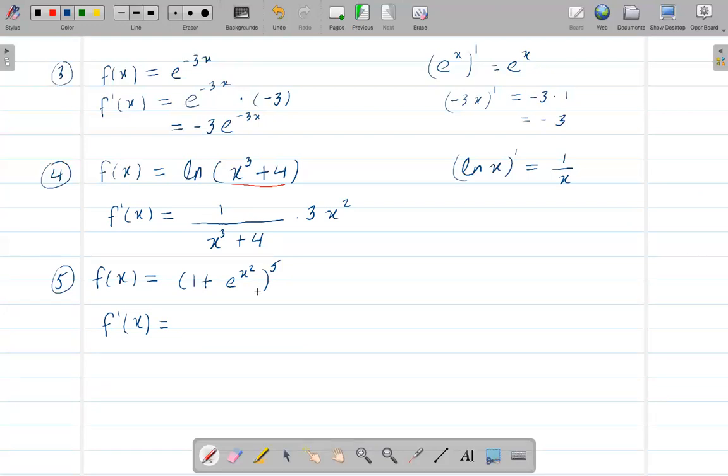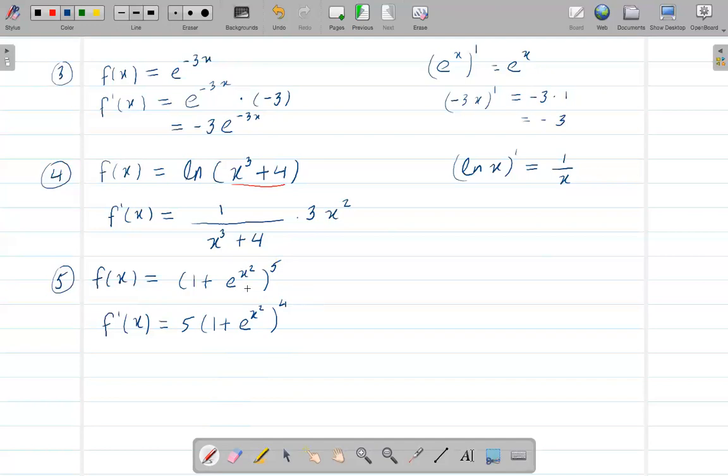All right, so when we take the derivative of this whole thing, I can use the power rule, so I can bring this 5 down here, times 1 plus e to the power x square, to the power 5 minus 1, right? That's the derivative of this whole thing. Or instead of writing 5 minus 1, just write 4. All right, so that's the derivative of this whole thing.